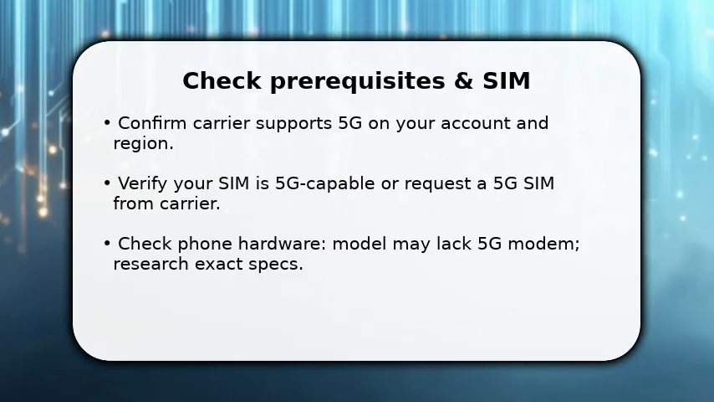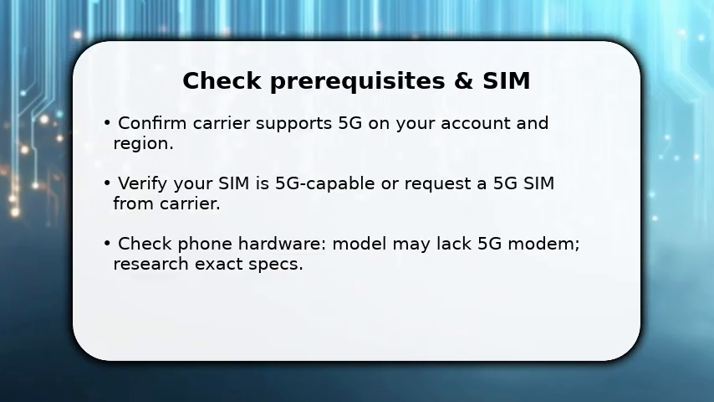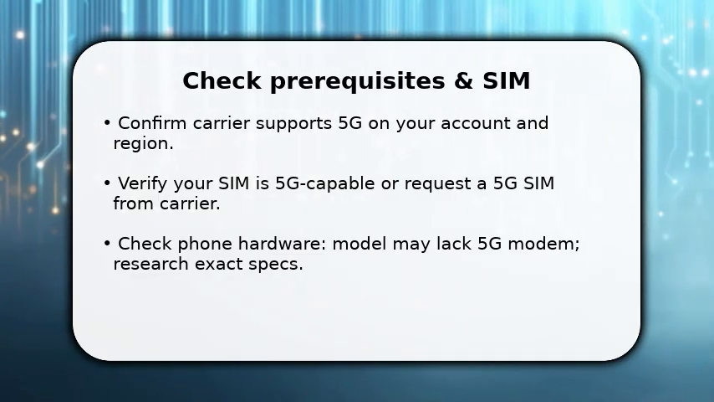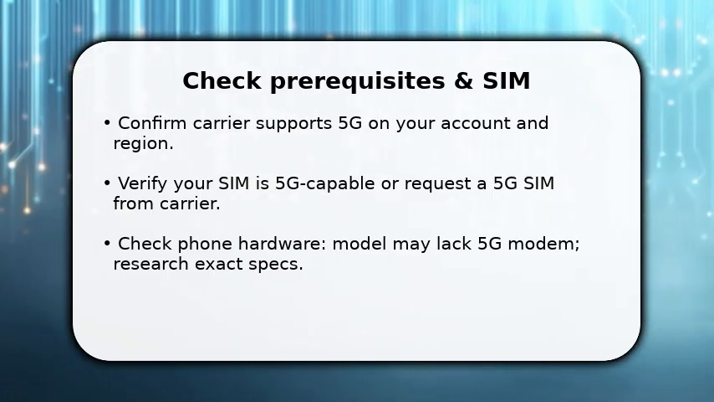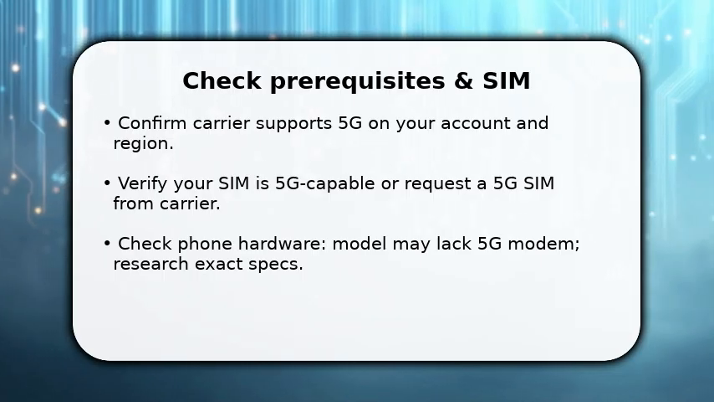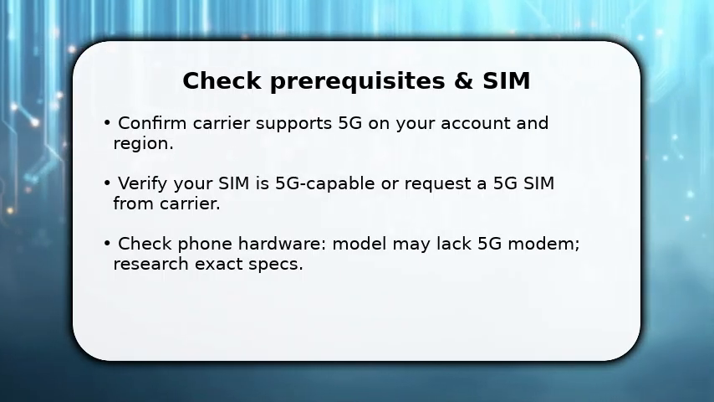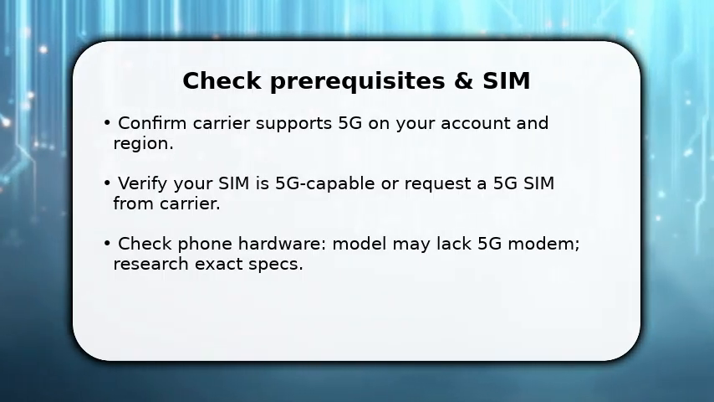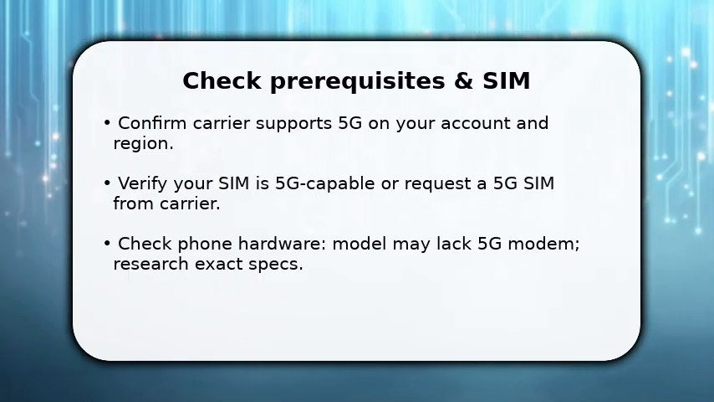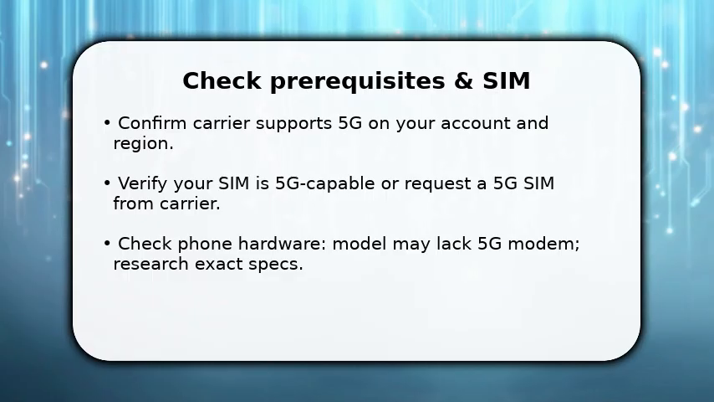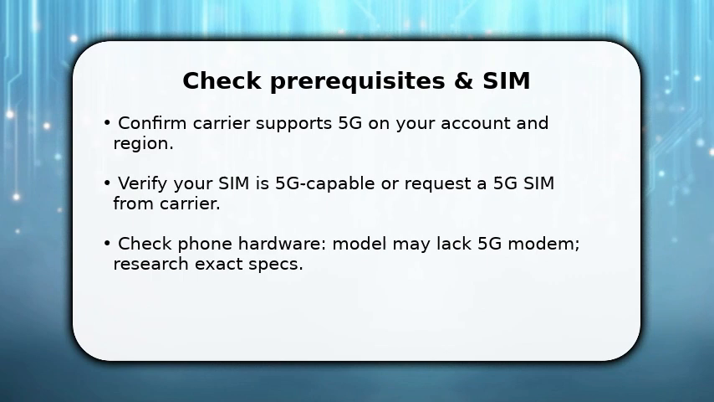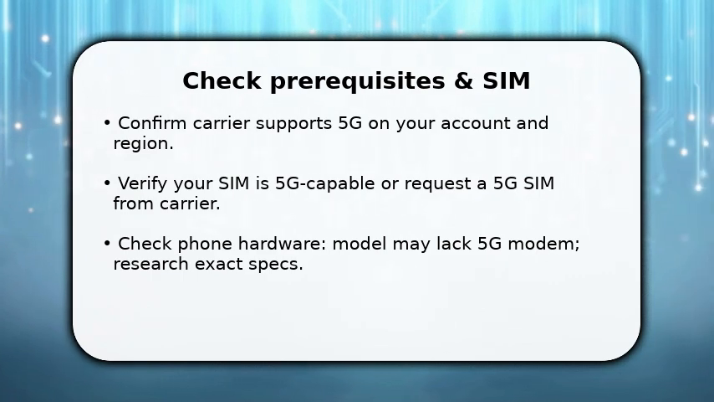You start by verifying prerequisites. Check that your carrier offers 5G in your area and that your plan includes 5G service. Next, inspect the SIM. Many older SIMs are 4G only, so swap to a 5G-capable SIM if needed. Also confirm your phone model actually contains a 5G modem. If it does not, software alone won't enable it. Once those steps are done, reboot the device and prepare to change network settings in the next stage.